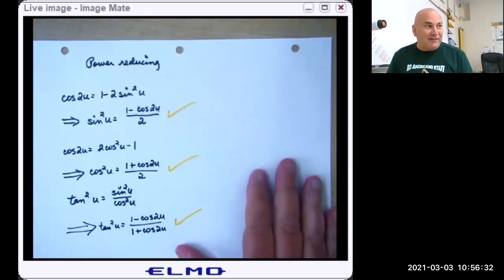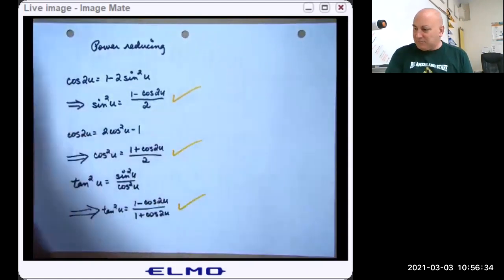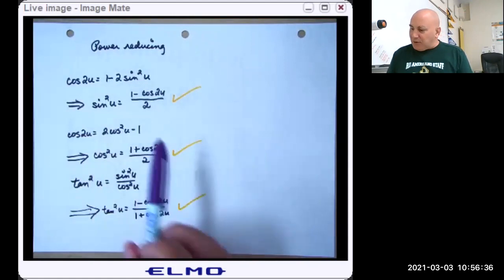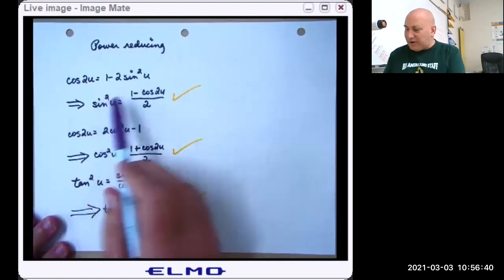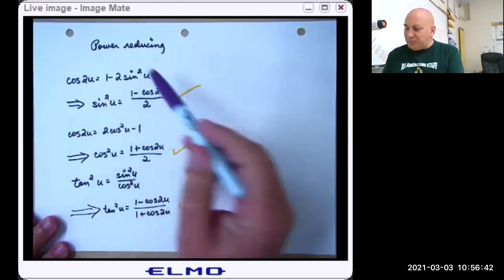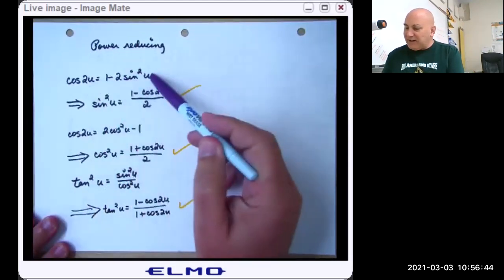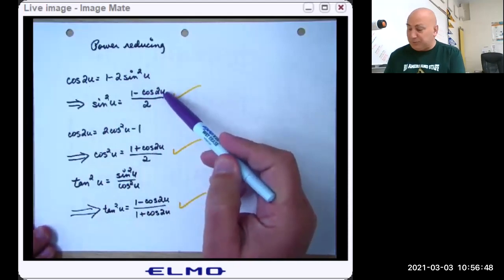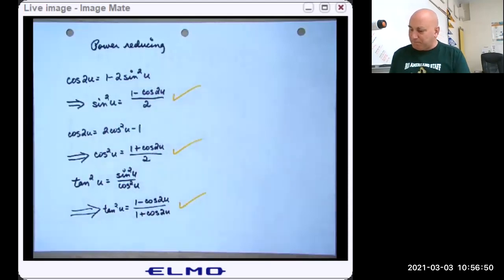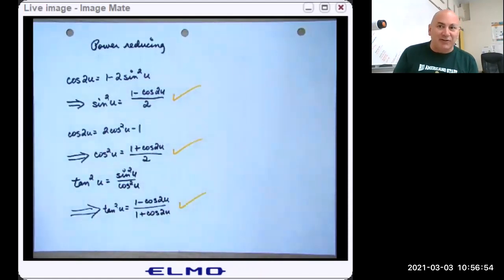There are some power reducing formulas. So if you have sine squared of u, you can get rid of the square from this identity, and now it's cosine to the first power, but it's 2u. So these are the three power reducing formulas.